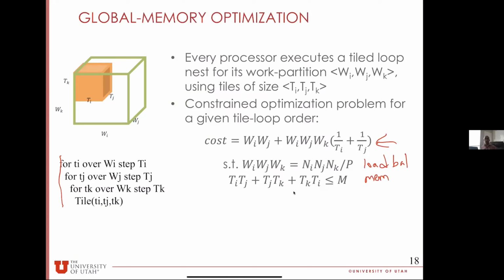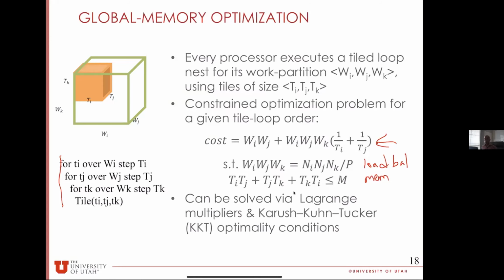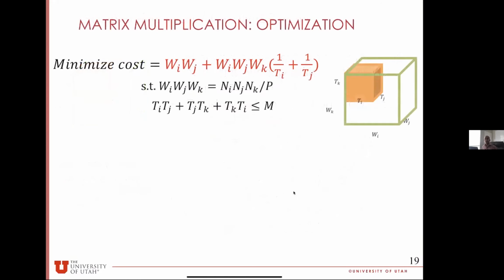Each processor has only M total memory, so the sum of the footprints of any tile T has to fit within that memory. For specific problem sizes, we could try to solve this like we did for the ASPLOS paper for multicore optimization. But it turns out that we could actually solve this more generally analytically using Lagrange multipliers and the Karush-Kuhn-Tucker optimality conditions. So I'll explain that for matrix multiply.